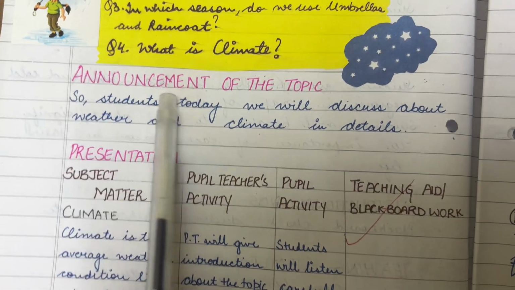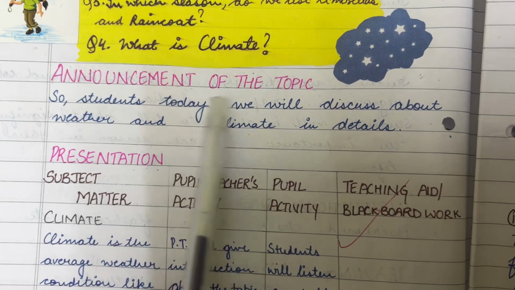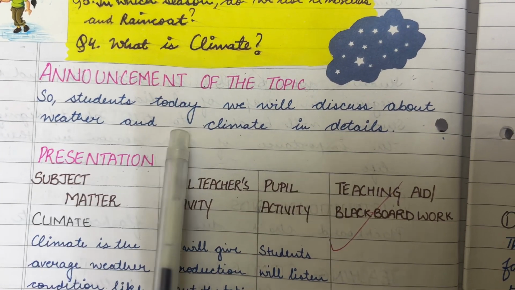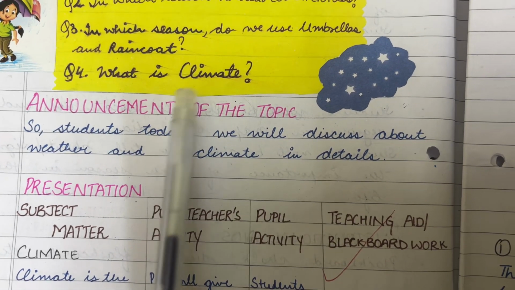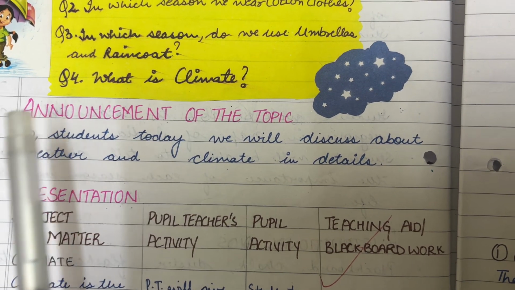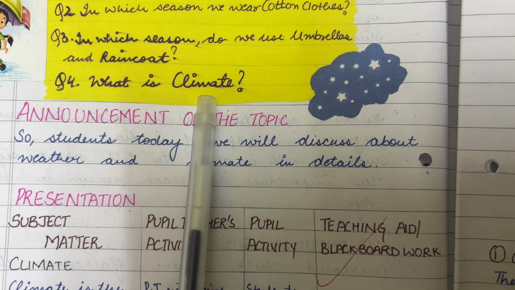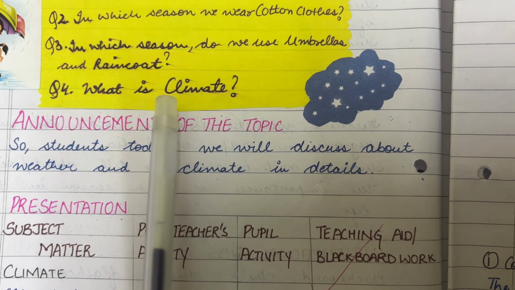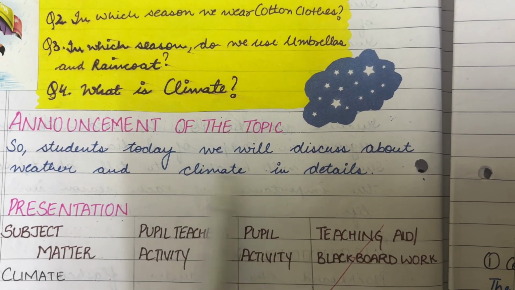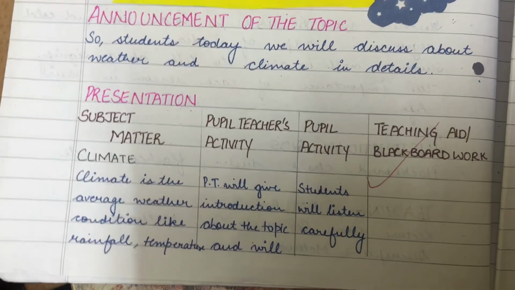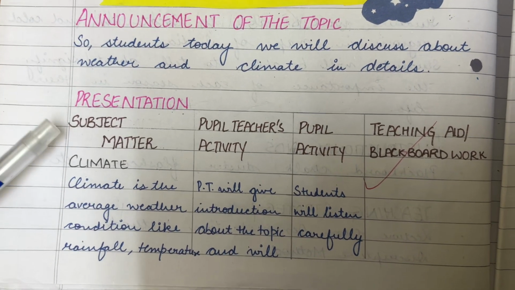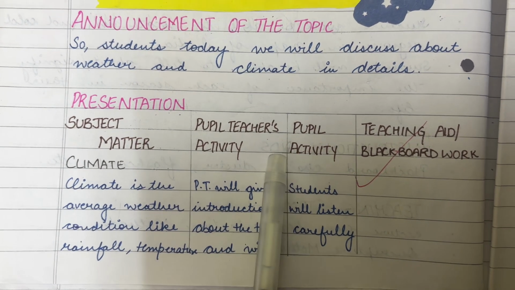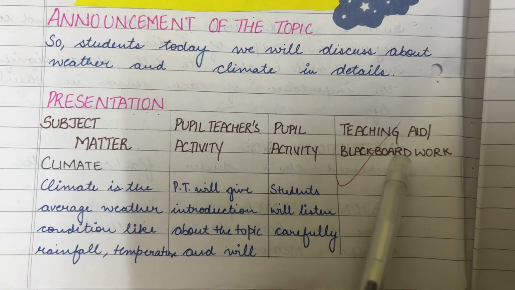Then announcement of the topic. So students, today we will discuss weather and climate in detail. You can also write that if the PT found students unable to answer the last question, the PT will announce the topic that today we will learn about weather and climate in detail. Then we'll talk about the presentation and subject matter, pupil teacher's activity, pupil activity, teaching aid and blackboard work.